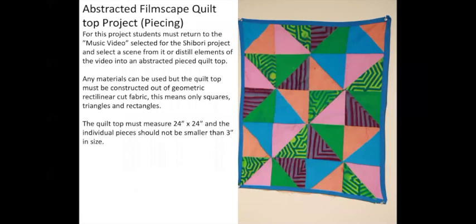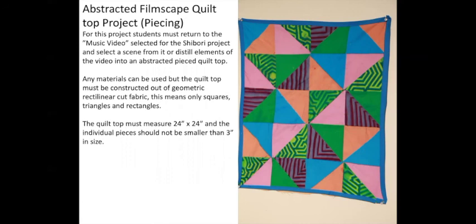For our abstracted quilt top, we will be returning to the music video selected for our Shibori project and selecting a scene from it or distilling elements of the video into an abstract pieced quilt top. Any materials can be used for the quilt top. They must be constructed out of geometric rectilinear cut fabric. This means only squares, triangles, and rectangles.